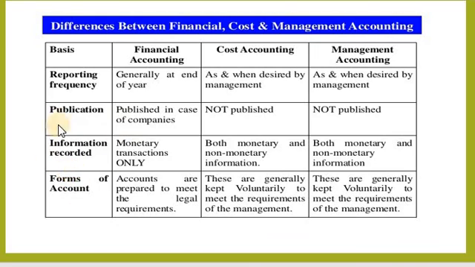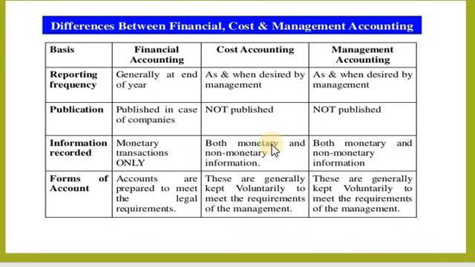Okay, next one, information recorded. What type of information is recorded in these three branches? Here in financial accounting, monetary transactions only. Financial accounting records only monetary transactions. That means financial activities, the financial transactions. Non-monetary transactions they do not record. That is the first aspect.